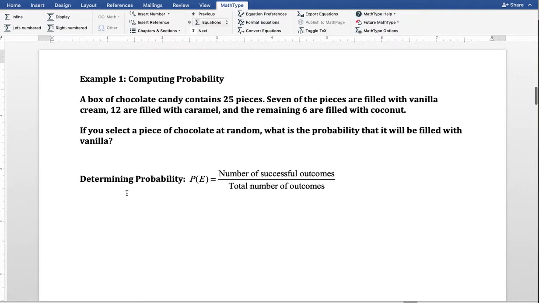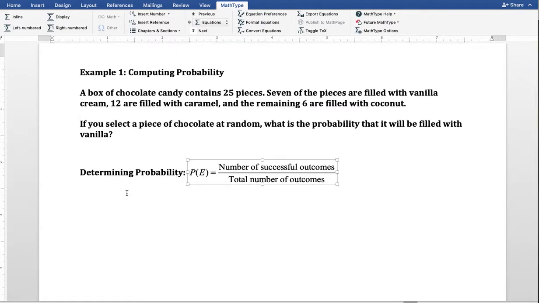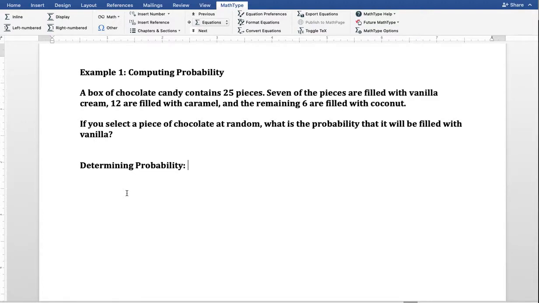Now here, going to go on to the next page, the example that we have, computing probability. We've got a box of chocolate candies, contains 25 pieces, 7 vanilla cream, 12 filled with caramel, the remaining 6 are filled with coconut. If we just close our eyes, shake up the box of chocolates, grab one out, what is the probability that it will be filled with vanilla cream?